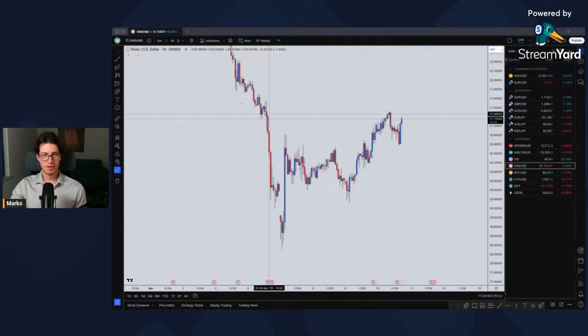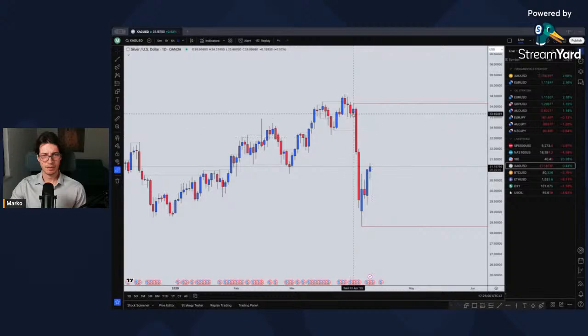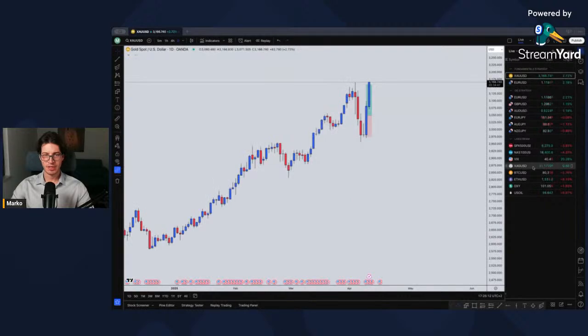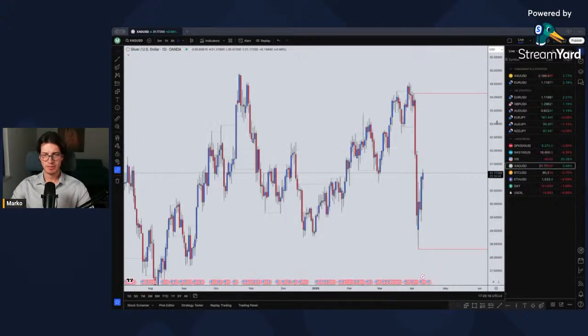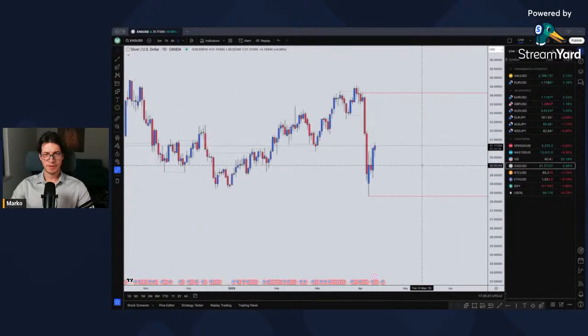Then we have silver. Silver is pretty interesting because silver is actually going lower. You would expect gold and silver to go in line with each other, to go higher at the same time. But if you look at gold and compare it to silver, there's a clear difference. Silver looks much more bearish. I'm not really sure why that is. I think silver is used a lot in the manufacturing industry. This is something for me to research.